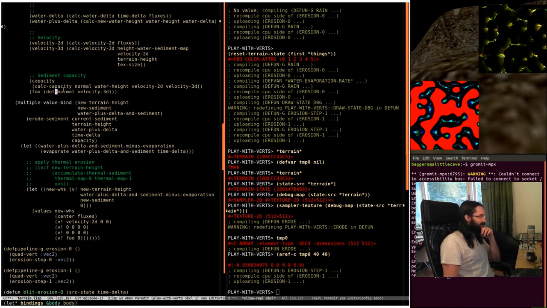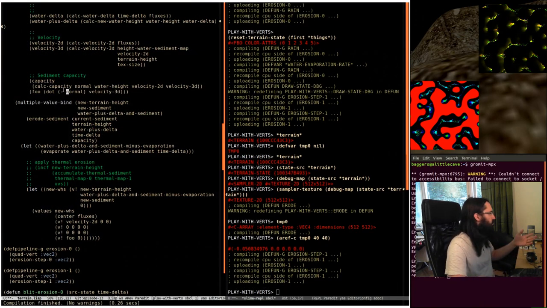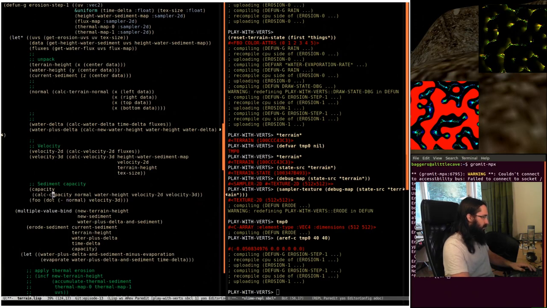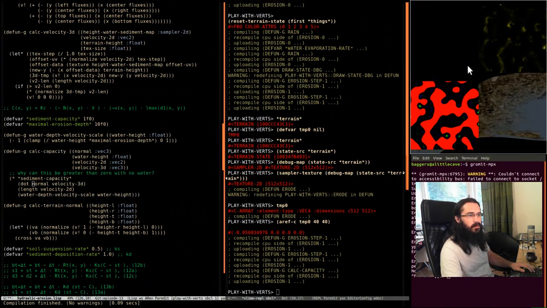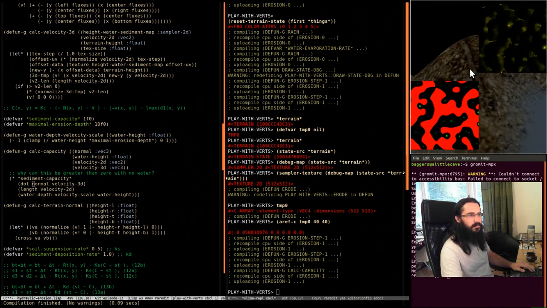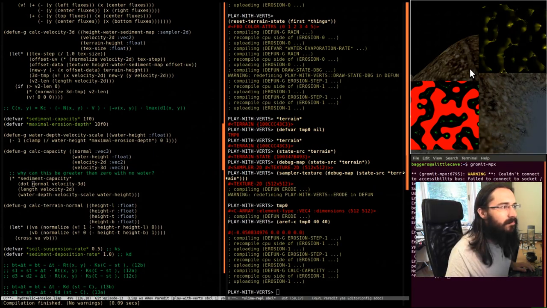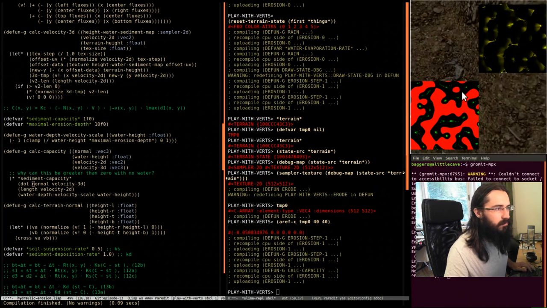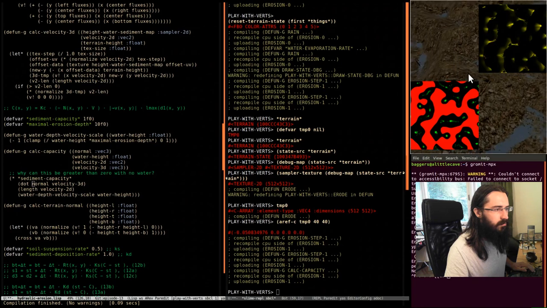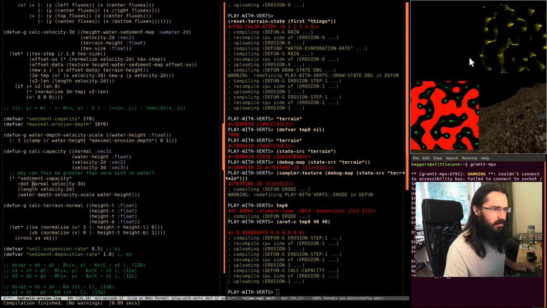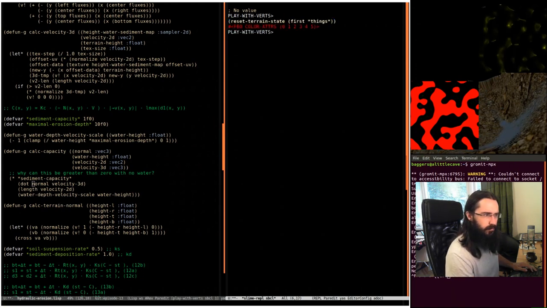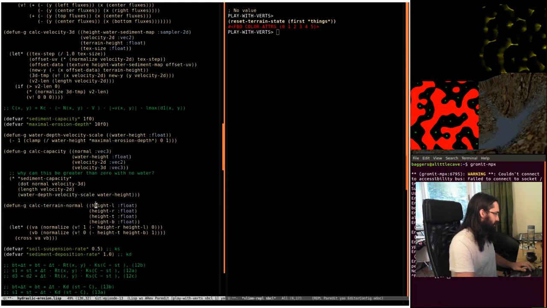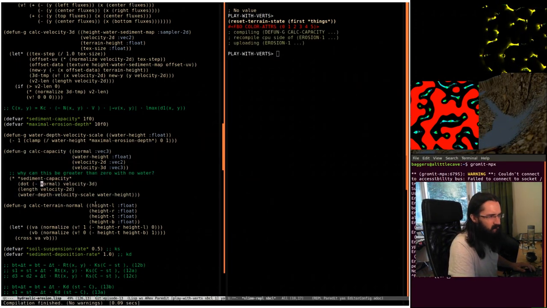Right. Oh, of course it's not affecting it here. We don't. Oh man, Chris, you're an idiot. Calc capacity. We have to change this one if we actually want it to do anything. Well, that has an effect on something. Oh, yeah, the green. Well, the water's certainly picking up sediment faster now. But I'm not sure if that's correct. Let's just put it back to how it was.